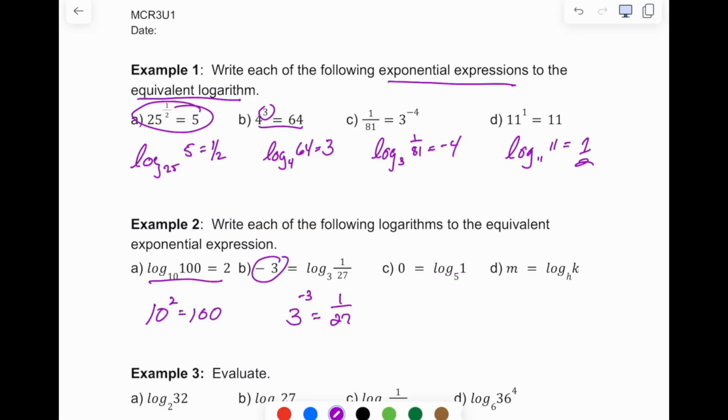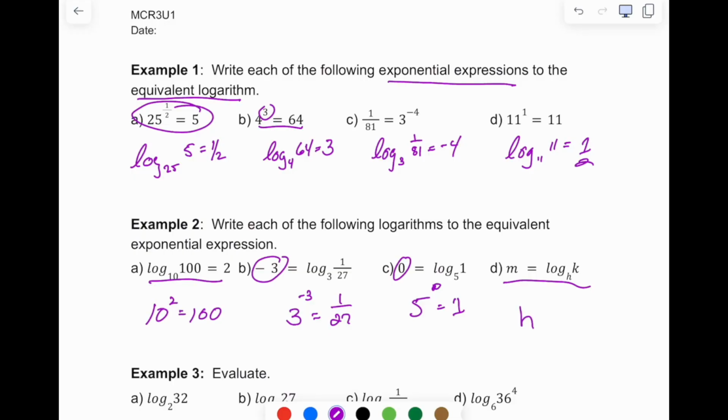Okay, our next example, we have log base 5. So that means 5 is the base of our exponent. Remember, the answer to our log is our exponent, and what we're taking the log of is the answer of the actual exponential expression. So here we do see 5 to the power of 0 is 1. So that makes sense.